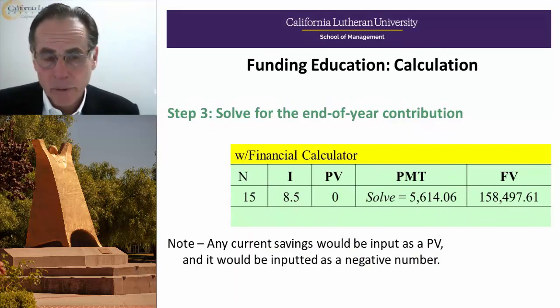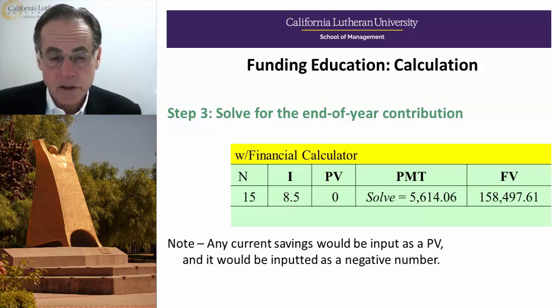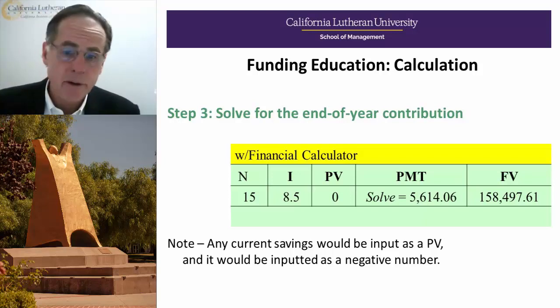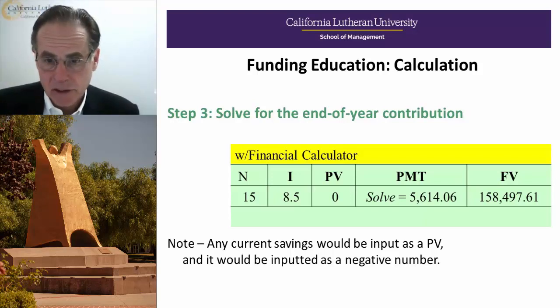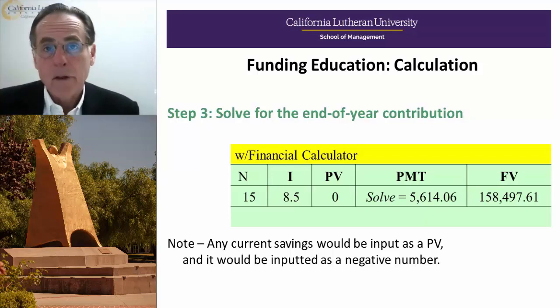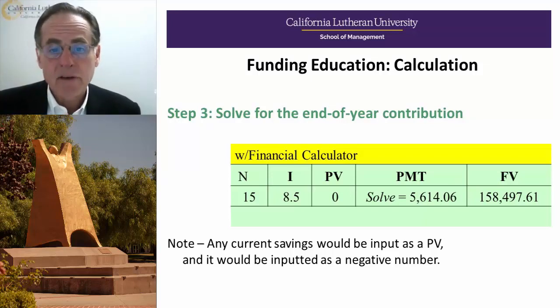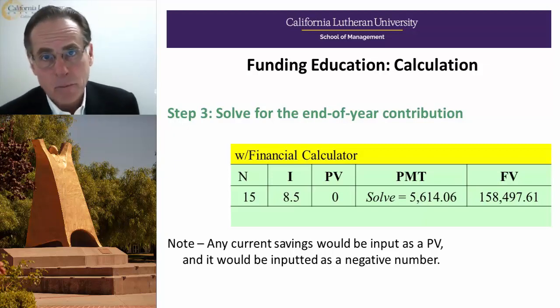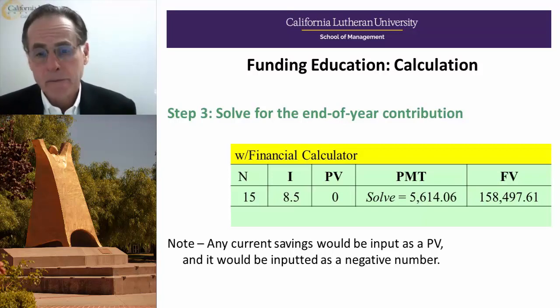Knowing that, we can put that in as the future value. We can figure out the number of periods, in this case 15 years until the start of freshman year. The reinvestment rate during the growth period is 8.5%. Currently, we're assuming that there are $0 put away for savings, and then we move to the idea that we can solve for the annual payment at the end of the year, and you can see that it's $5,614.06. As I note here, if there were any savings, you would put that into the PV. You would have to put that in as a negative number. In other words, that's already come out of your pocket.